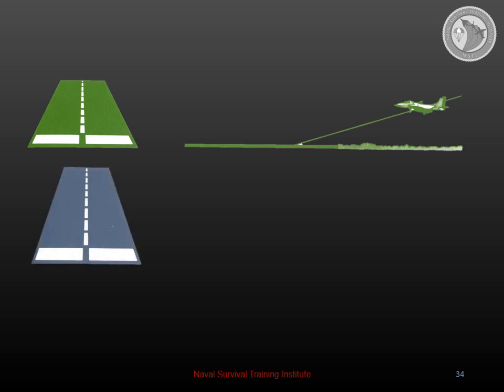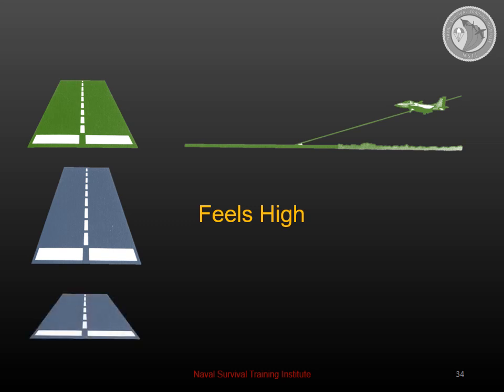Well, now you're on an approach somewhere else, and you see this. You feel high, right? I feel like I'm above glide slope, so I'm going to correct. What about this? This feels low. I should be seeing more of the runway, and so I need to correct. I need to increase power, increase elevation to get back on glide slope. And that would be true if you were at your home runway.